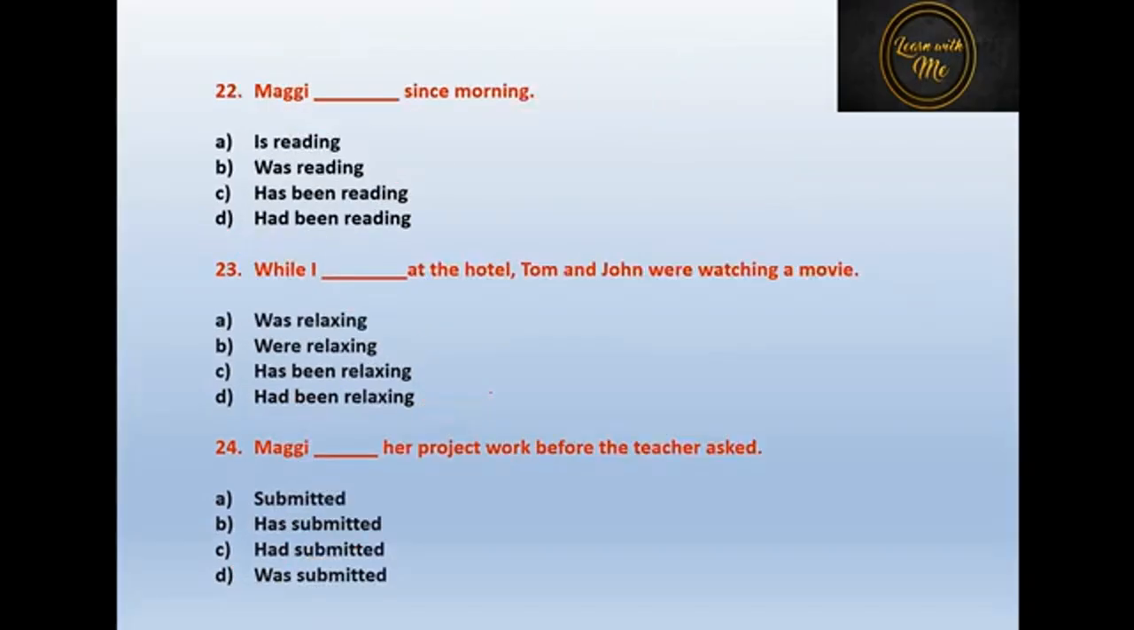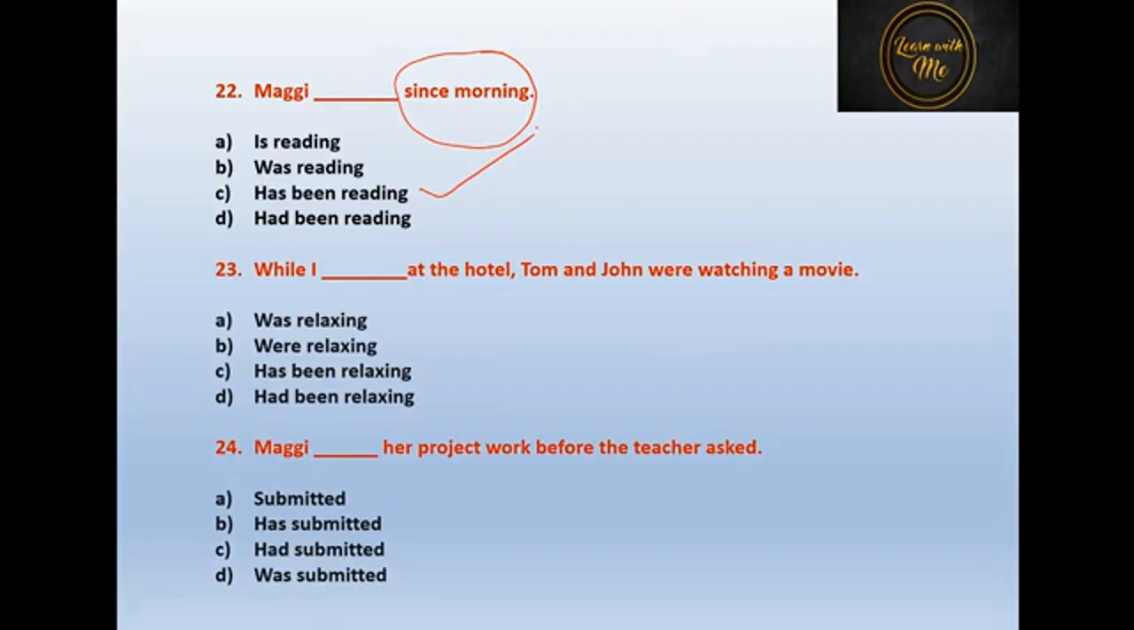Now question number 22. Maggie blank since morning. Since morning. What type of tense is it? It is nothing but present perfect continuous. An action began in the past and it is still going on. Then how should it be? Maggie has been reading since morning. Option C is correct.